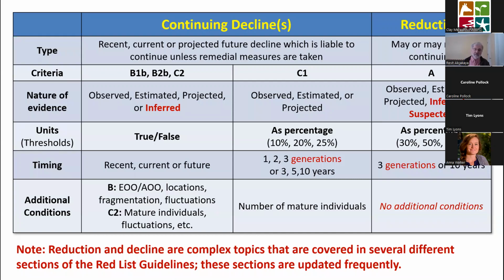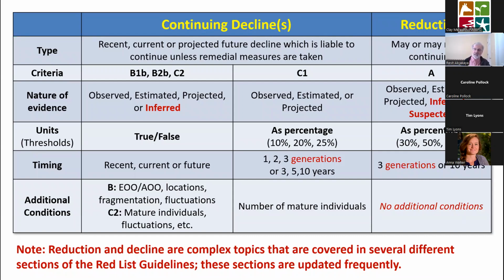Estimated continuing decline, however, it's not a true-false thing, it's a percentage. And the thresholds are 10%, 20%, or 25% over 1, 2, or 3 generations, or 3, 5, and 10 years, respectively, whichever one is longer. So C1, it's the same kind of continuing decline concept, but it is applied quite differently because you need an amount of decline. You have to apply it over a specified time period, and it has to be observed, estimated, or projected.